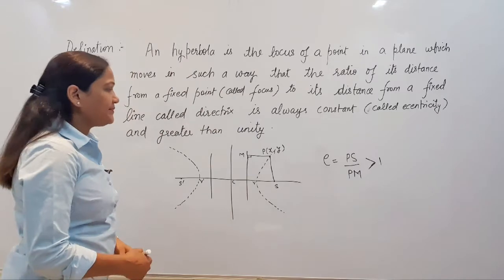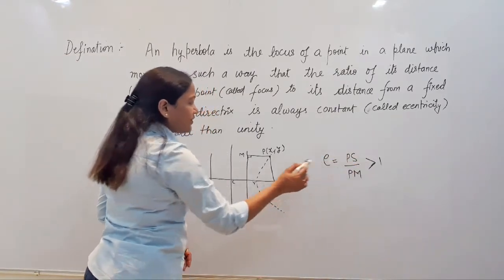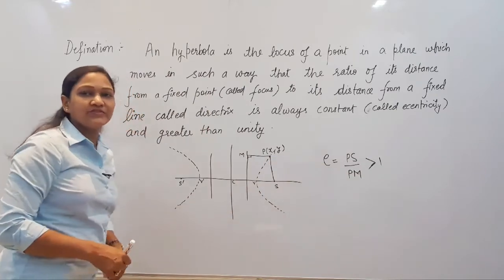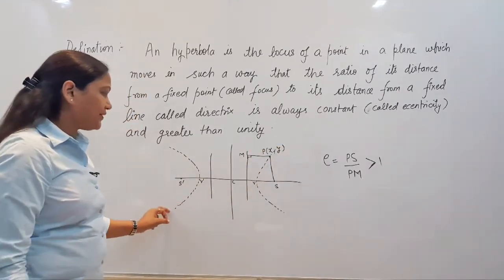So इस टाइप का जब भी आपका सिचुएशन होती है eccentricity greater than 1, तो एक कैसा conic section जनरेट होता है? A hyperbola is generated.